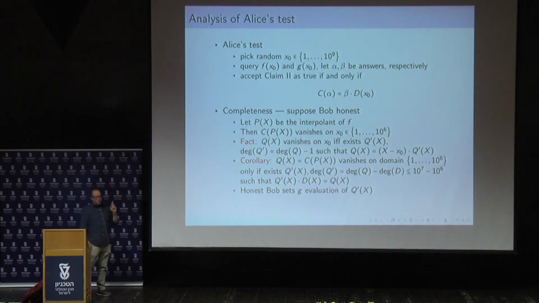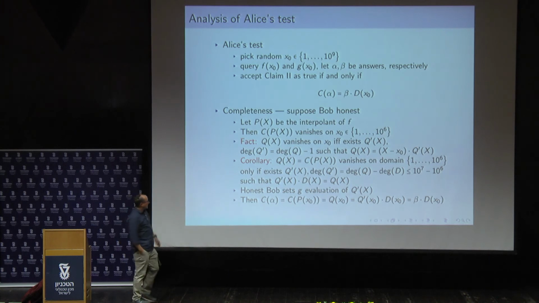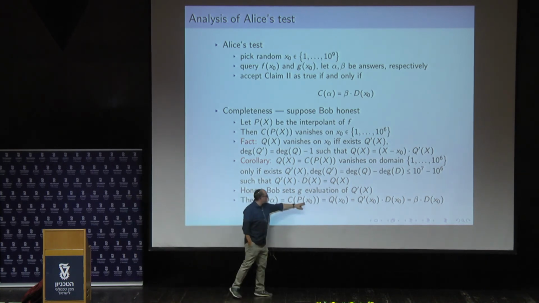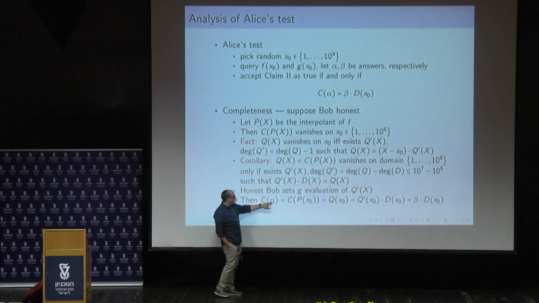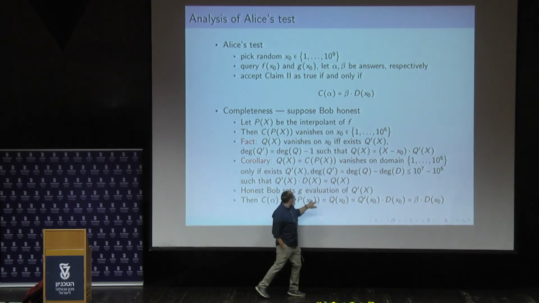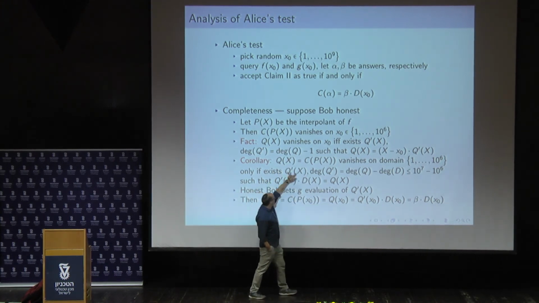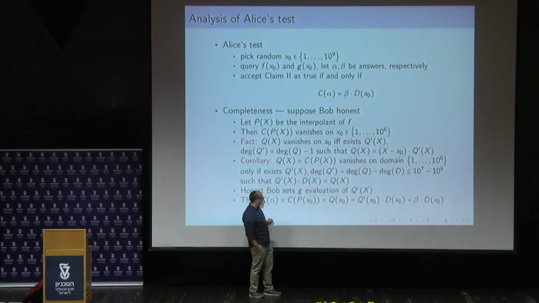So what does Honest Bob do? Honest Bob computes Q prime of x, which must exist, and he just evaluates that. Let's just see what happens. When Alice picks x naught, and she reads P of x naught and plugs it into this C thing, you get C of alpha, it equals Q of x naught, because we just defined Q to be C of P. So this is equality by definition.